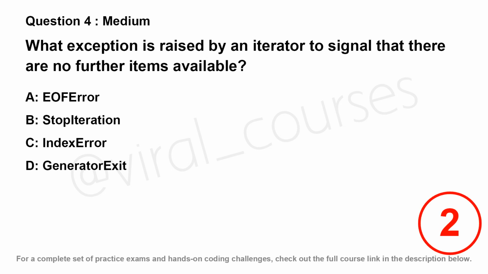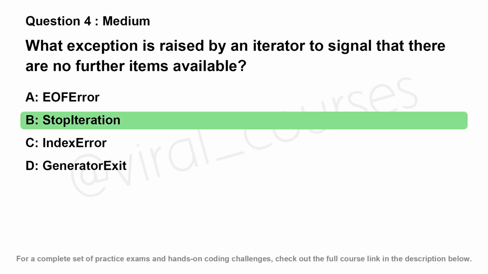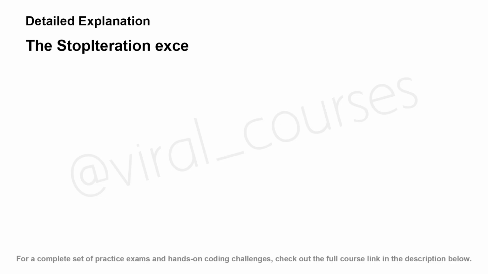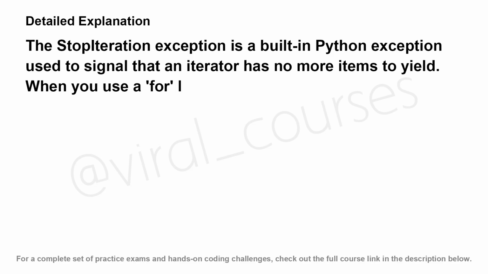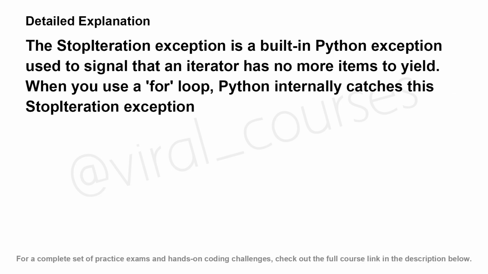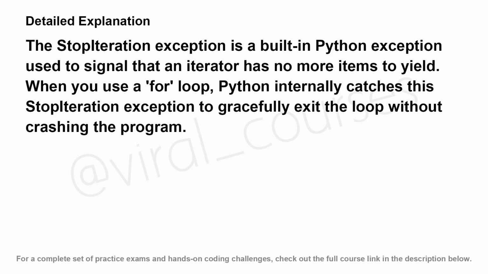The correct answer is B. The StopIteration exception is a built-in Python exception used to signal that an iterator has no more items to yield. When you use a for loop, Python internally catches this StopIteration exception to gracefully exit the loop without crashing the program.